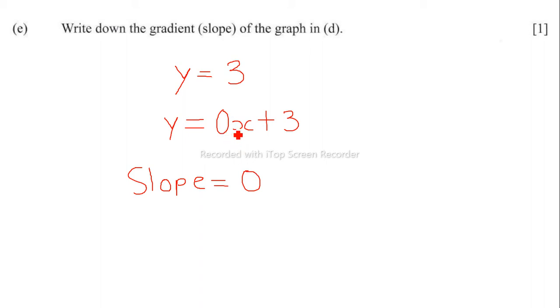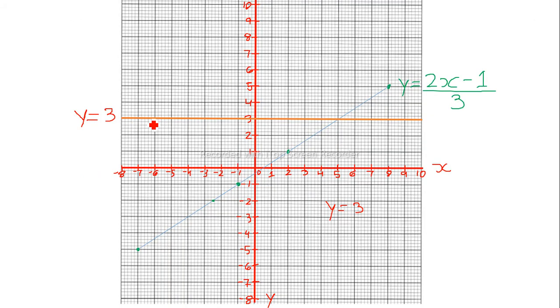And someone may say, well, why do we put 0x plus 3? Well, 0x is 0 times x, and 0 times x is nothing. That's 0. So this is saying the same thing as this. I only wrote it like this so that you can see clearly that the number in front of x is 0. But you could write directly here that the slope is 0. With any horizontal line, the slope is 0. This is a horizontal line going from side to side.